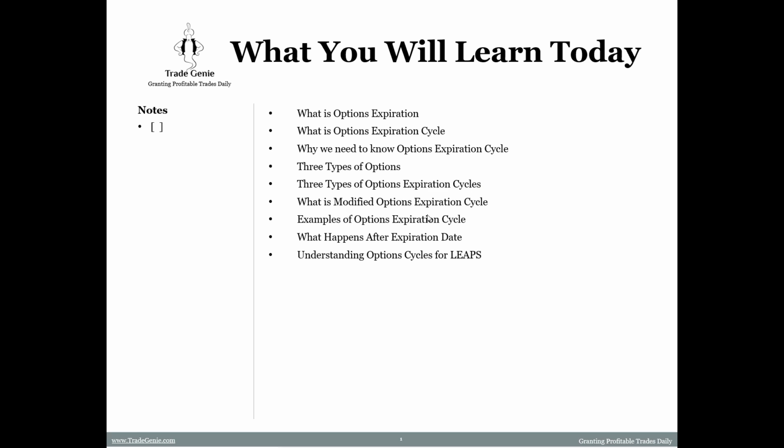And then there is something called the modified options expiration cycle. There is a reason why they introduced the modified option expiration cycle. We will go over examples of option expiration cycles, such as when the current month is expiring. For instance, March expired this Friday. Then what happened after the expiration date? And then understanding the option cycle for LEAPS. LEAPS behave differently. So we'll go over each of these topics.